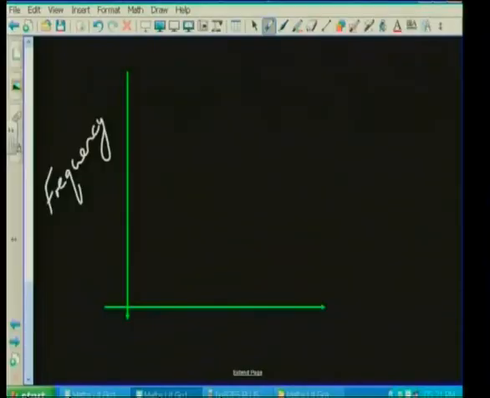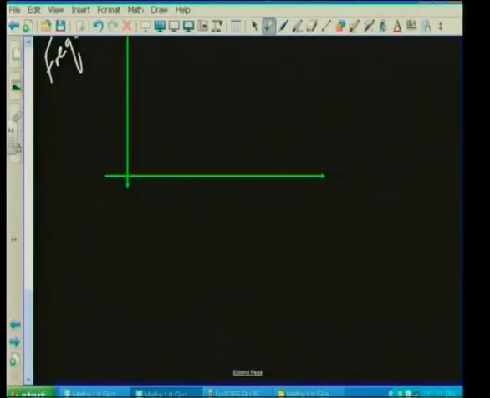So our vertical axis, we're calling the frequency. Our horizontal axis, what are we going to call it? Well, in this example, we're going to call it the types of movies. So let's write that down here. Types of movies.